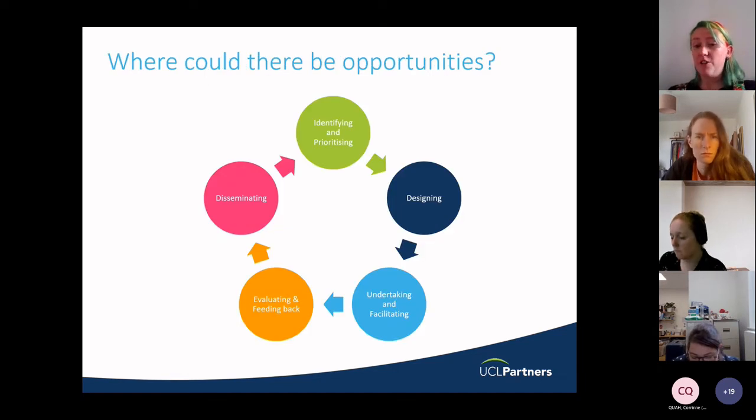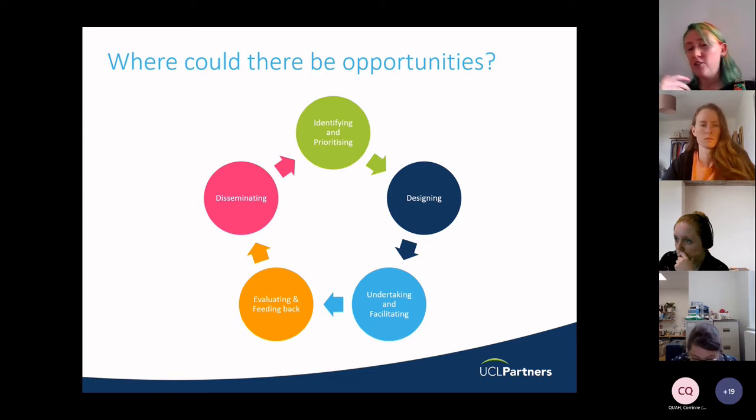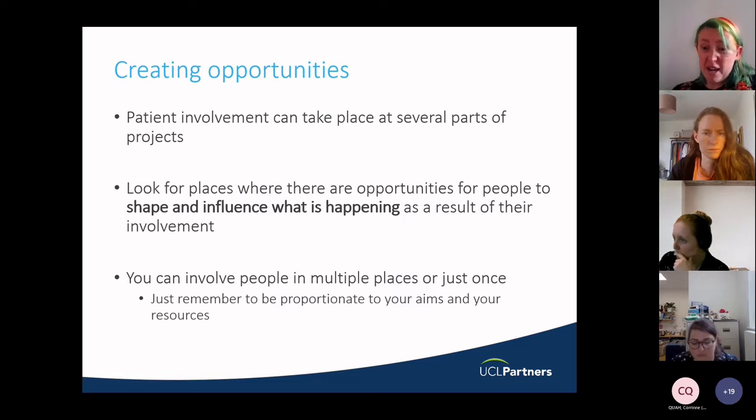So where could there be opportunities in a project or a program? I've just mapped out a basic flow chart here of the typical steps that come up in projects and programs right across the board. So the idea of identifying and prioritizing and setting programs up, designing them, then the undertaking and facilitation, the evaluation process, and then sharing the results or talking to people about it. There are quite a lot of different steps, and the thing to take away is that patient involvement can happen pretty much everywhere in there.